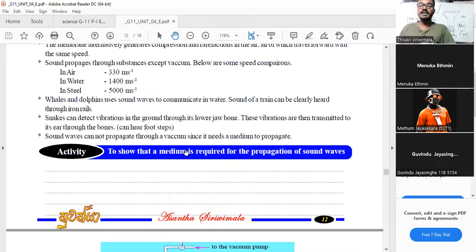Snakes can detect vibrations in the ground through their lower jawbone. These vibrations are then transmitted to the ear through the bones, so they can hear footsteps. Now, even if you cover your ears, you still hear something. You cannot 100% stop your hearing. The reason is that the vibrations of the bones will send the signal to your eardrum, right? You can't stop hearing 100% by covering your ears. That is impossible.